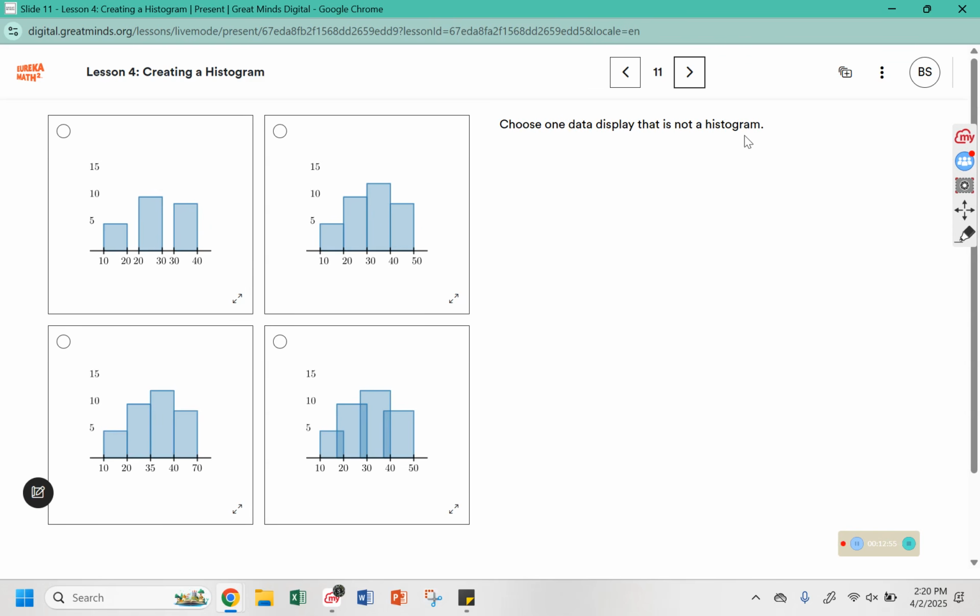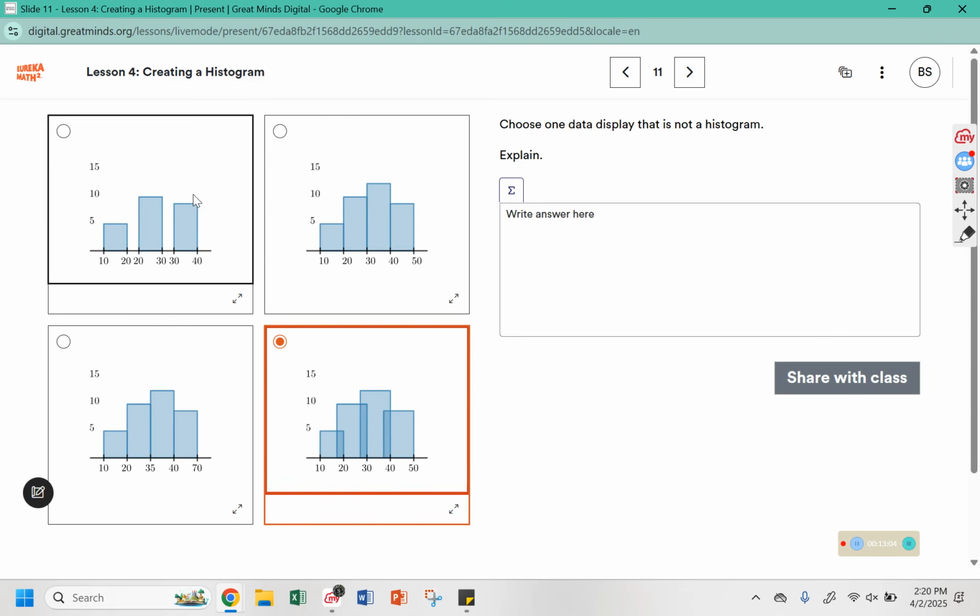Choose one data display that is not a histogram. Well, this one is not a histogram because the bars are overlapping.